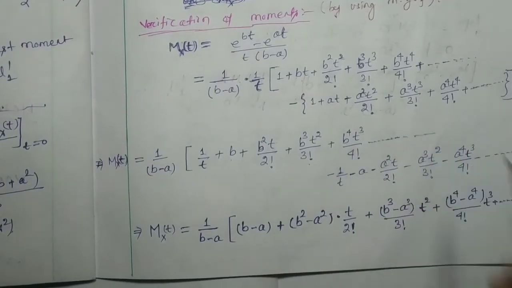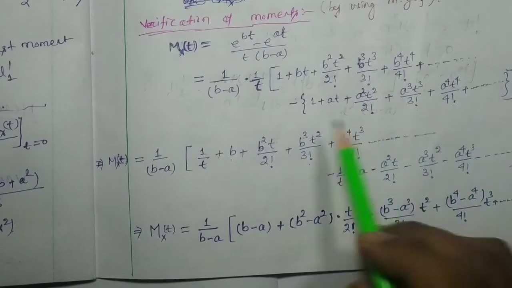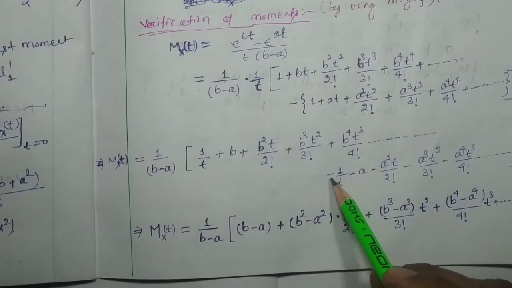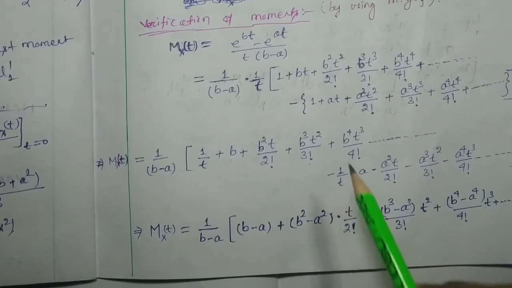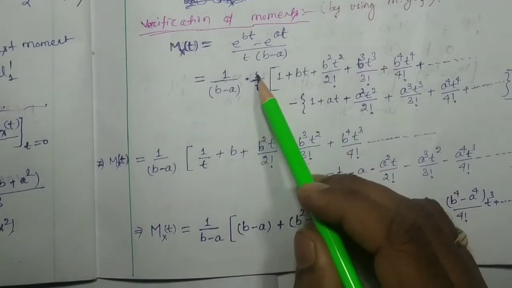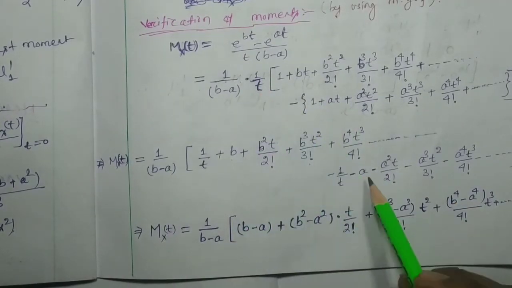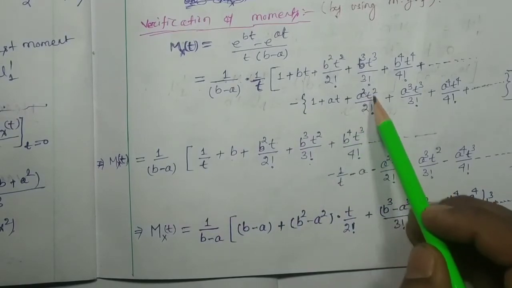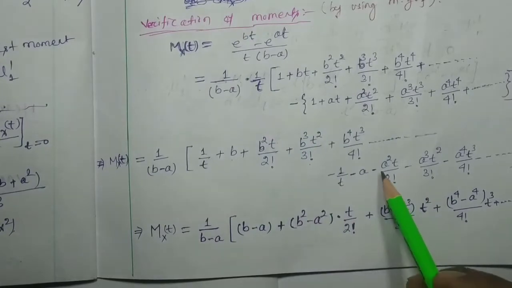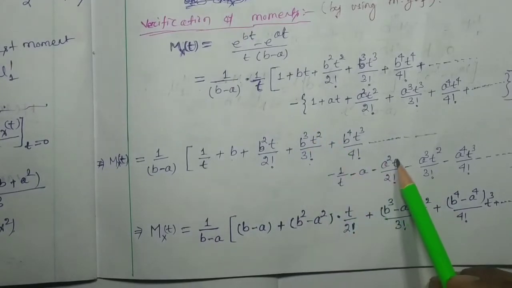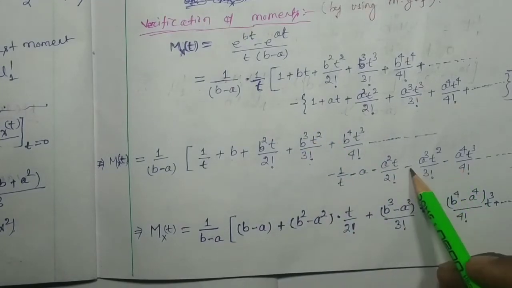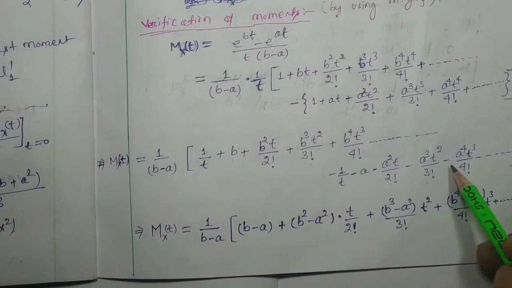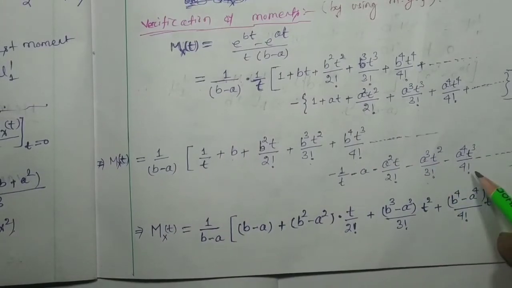Okay, and consider this one. Here it will be minus 1 into 1 by t. It will be minus 1 by t, right? at into 1 by t, minus is there, so it will be minus a, right? Here a square t square by 2 factorial into 1 by t, minus is there, minus a square t by 2 factorial, likewise minus a cube t square by 3 factorial. We can get the next term, minus a to the 4 t cube by 4 factorial, and so on, right?